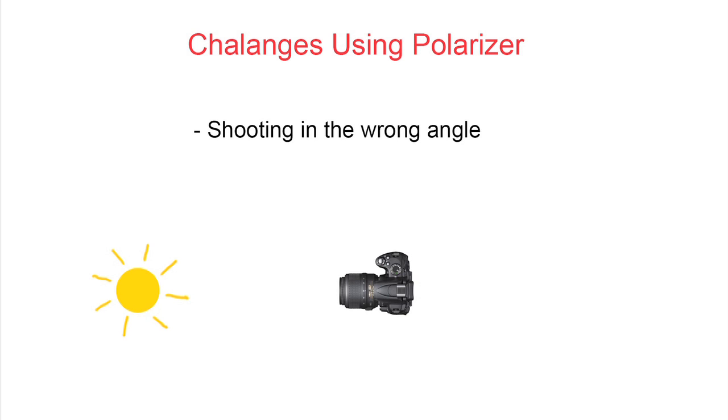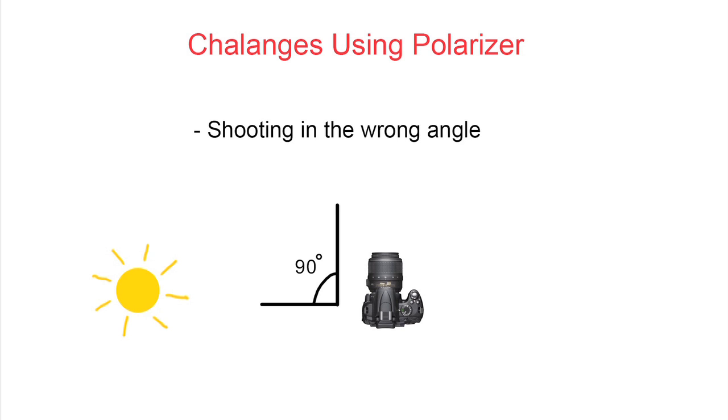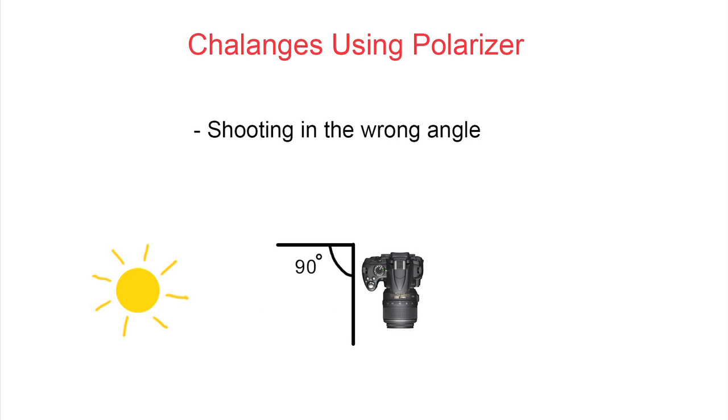And here are some mistakes you might make or challenges you might have while using a polarizer. First of all, you will have to be at the right angle. If the sun is in front of you or behind you, you will not be able to get polarization. The best is to point your camera 90 degrees to the sun, though it might not always be possible depending on where your subject is located.